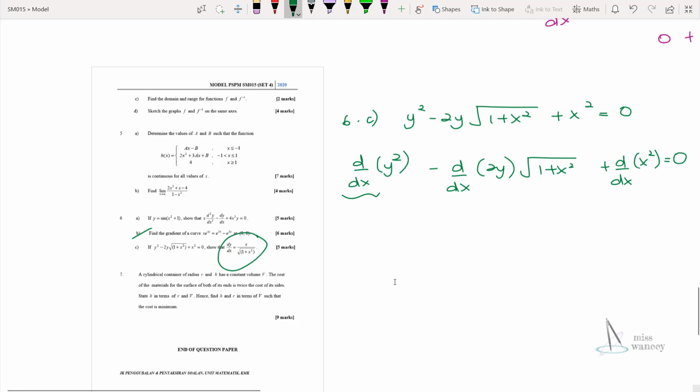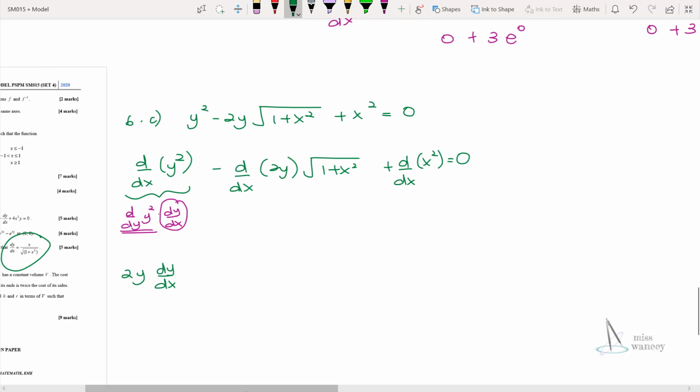So differentiating y squared, we have a different variable over here, so you can actually use the chain rule. So in case tak nampak, saya buat sikit lah chain rule kat sini. d over dy of y squared times dy over dx. So yang ini tinggal je differentiate yang ini je dulu. Differentiate y squared, so we are going to get 2y dy over dx.